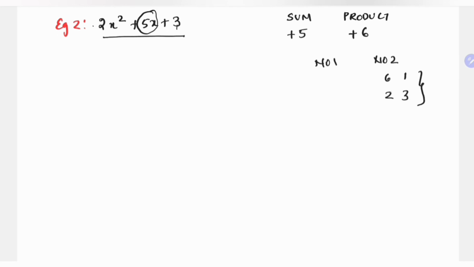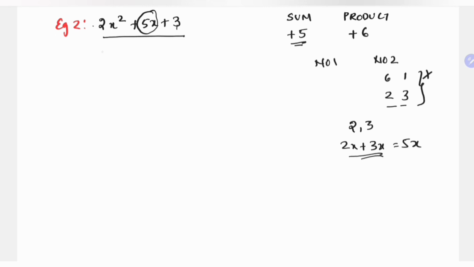Now, which of these is right? That we will have to figure out. Here I can't add 6 and 1 because if I add 6 and 1, it's going to be 7. So this combination is not going to be possible. If I add 2 and 3, I'm going to get plus 5. So this is possible. The advantage here is both are positive numbers, so I don't have to really worry about the signs. So the numbers are 2 and 3. So let me split 5x as 2x and 3x. 2x plus 3x is going to give me 5x.